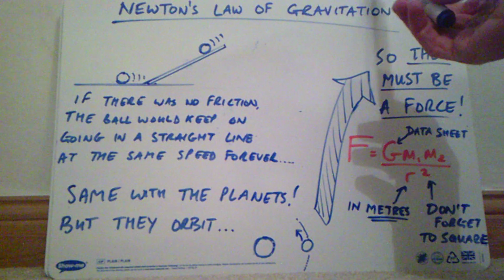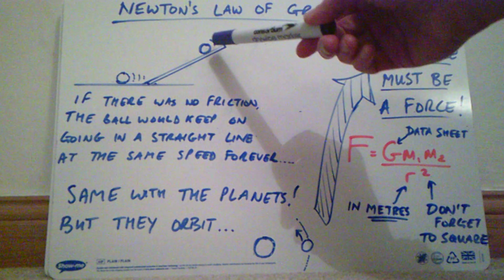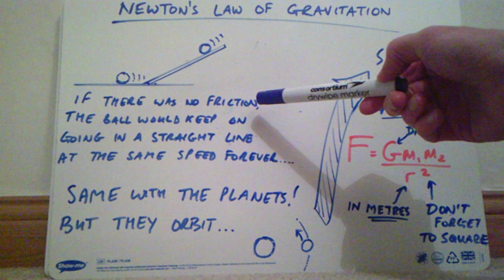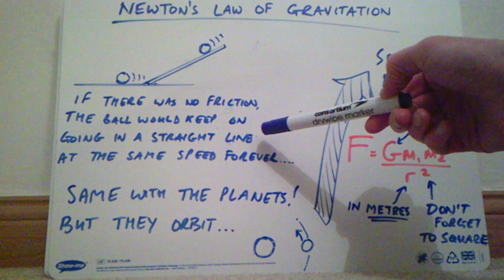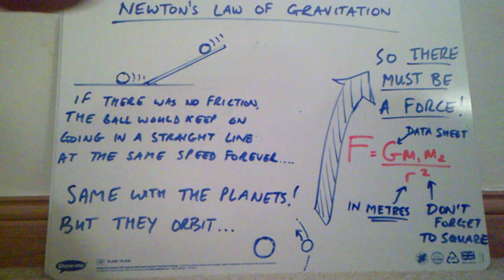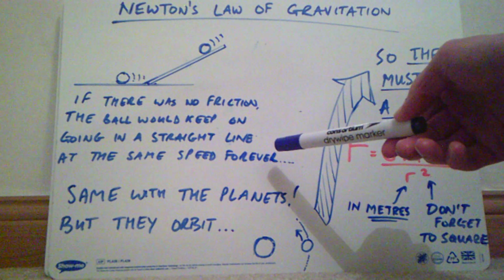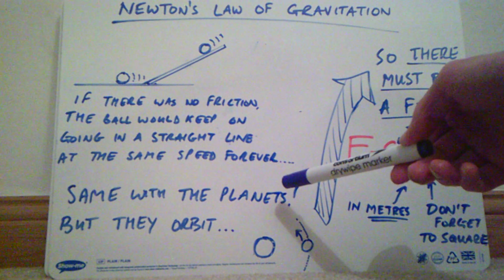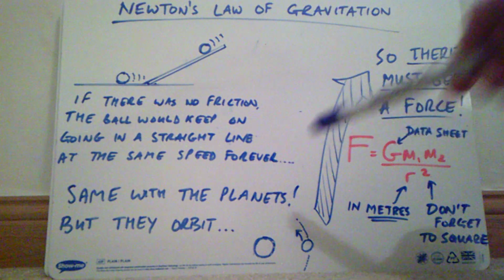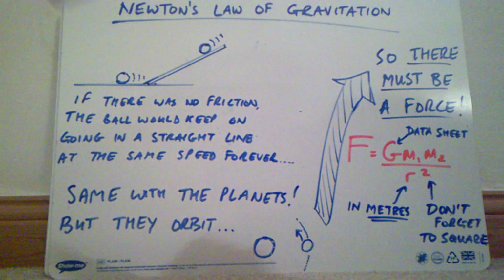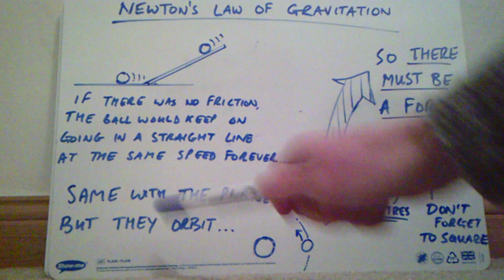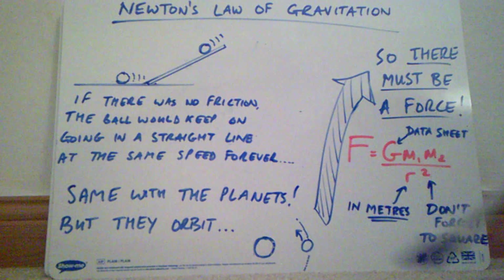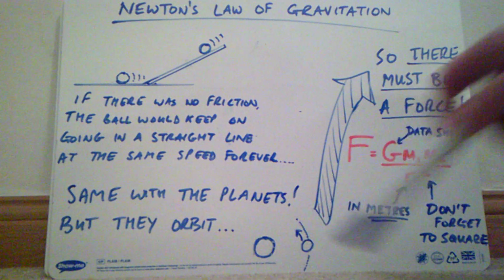Newton's law of gravitation. So imagine a ball rolling down a slope. If there was no friction, the ball would keep on going in a straight line at the same speed forever. And it's the same with the planets. If there was no force in space, the planet would keep on going in a straight line forever. But they don't. They orbit. Here's a picture of a planet orbiting a star. It's also the case with the Moon and the Earth.